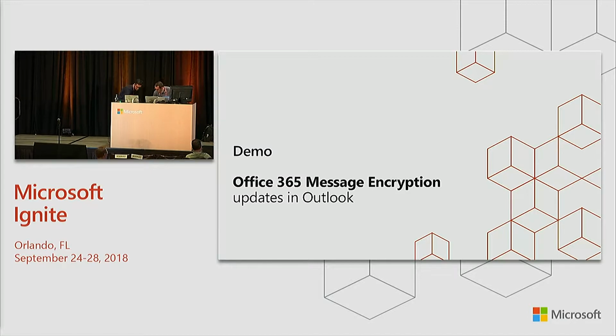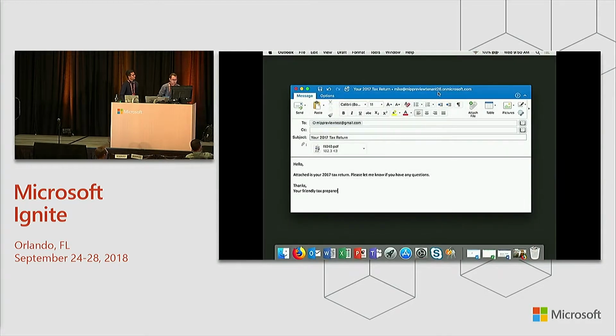So I will switch over here to the demo. What I'm running here on my Mac is Mac Outlook. I'm playing the role of a tax preparer who needs to send sensitive financial information to my client. My client is a Gmail consumer user who doesn't have anything to do with the Microsoft ecosystem at all. Here in Mac Outlook, I just need to write my email just like normal. I've attached the financial document. As you see, it's addressed to a Gmail user. Now, I know that this is sensitive and I want to encrypt it.